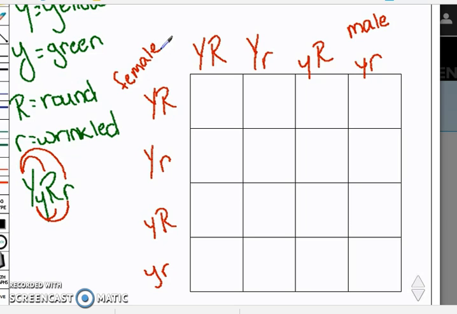Let's fill in this chart. First, let's fill in this first square. The first square, we are going to use this one and this one. Here, we have a capital Y and a lowercase y, so we're going to put both of these in the square. They are both capital. So we can start right there, yes? Yes.